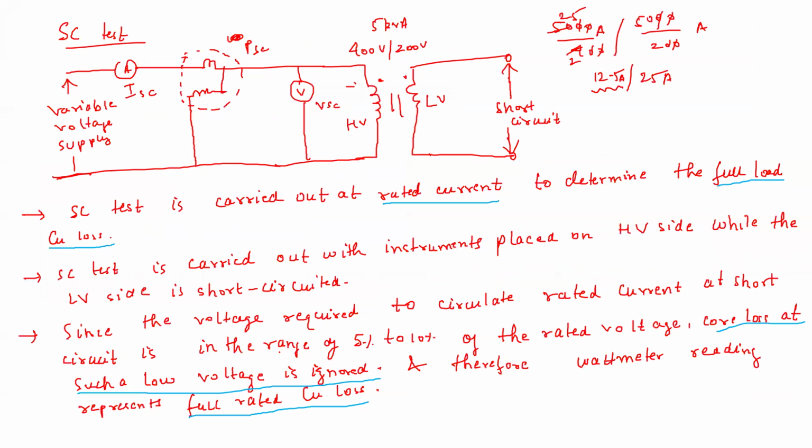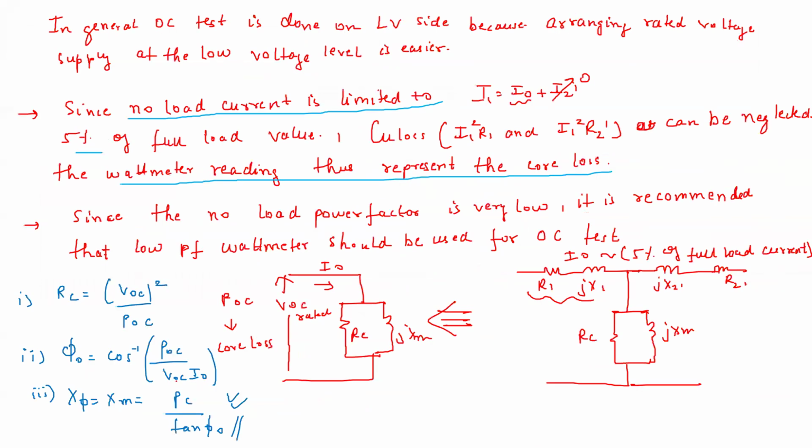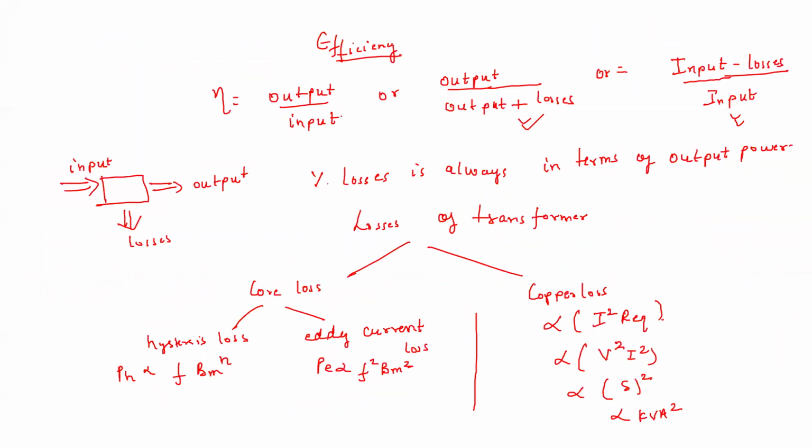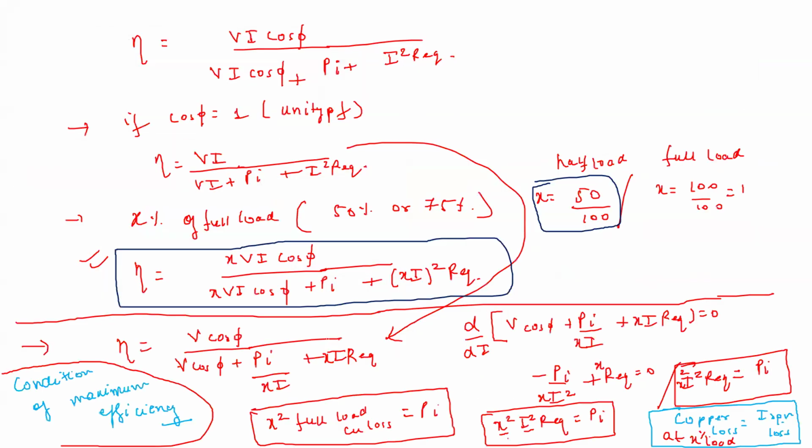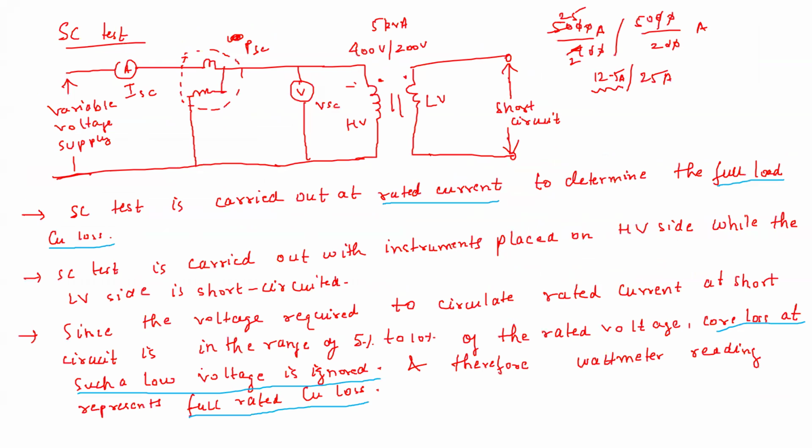Okay, so you can see that we have written also. So since low load current is limited to this, so the wattmeter reading in OC test represents the core loss. Okay, if you are doing it at the rated value. So remember, if you do it at the rated value. Similarly, copper loss, if you do the SC test, what you say, at the rated current. Okay, so this is at rated current, then the wattmeter reading will represent full load copper loss.